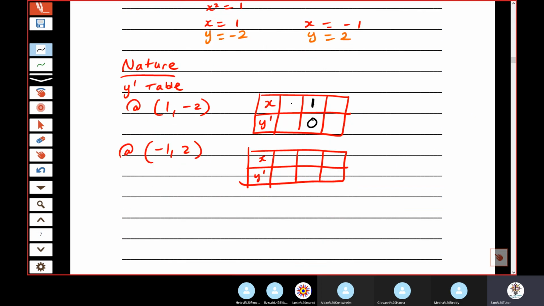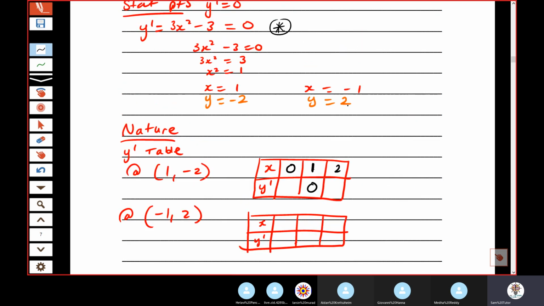Good. Then we choose a number before it, and we choose a number after it. And then what are you going to do? Sub into y dash. It's very important. We said before we subbed into y. Now, because it's a y dash table, we're going to sub it into y dash. So 0 into here is -3. 2 into here, 2 squared is 4. 4 times 3 is 12. 12 take away 3, 9. Same thing with this guy. I can see it. So there we go.